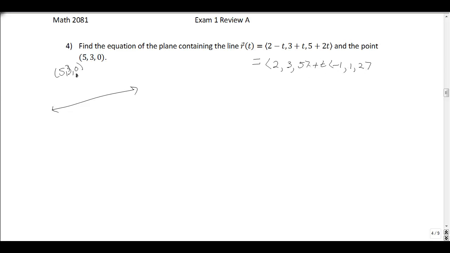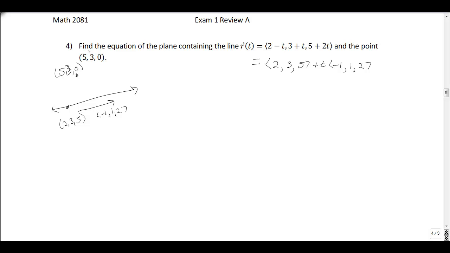If you think about how you construct the parameterization of a line, that means we have a point on the line, 2, 3, 5, and a vector in the direction of the line, negative 1, 1, 2. So this vector here is negative 1, 1, 2. I don't actually know if that vector goes this way or perhaps in the opposite direction, but it's not going to really matter here. So all of this is in the plane we're concerned about.